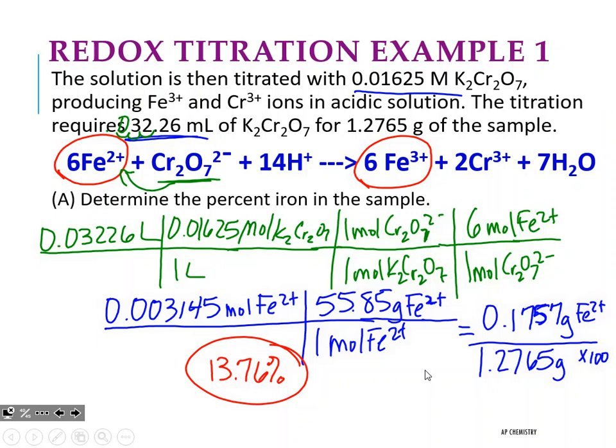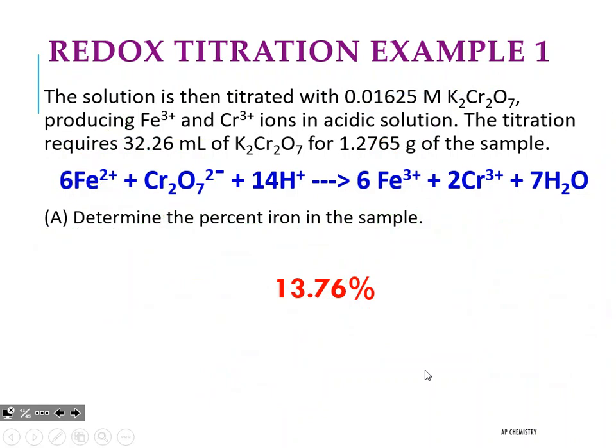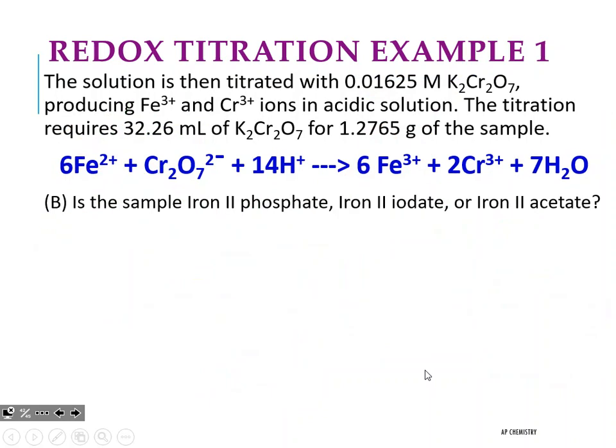See, it's not as bad as it seems, right? You just use the balanced reaction to figure out your information. But now that we know the percent, which it looks like we're good to go, now we have to figure out, is it iron 2 phosphate, iron 2 iodate, or iron 2 acetate that's in the actual sample. So, basically what should we do here?